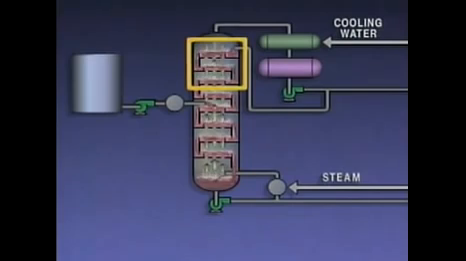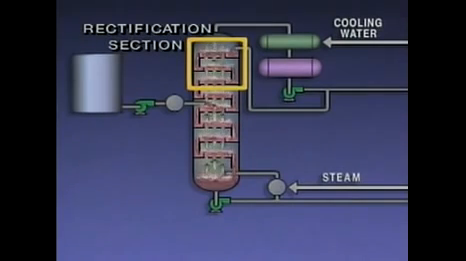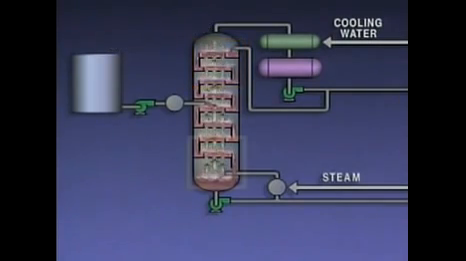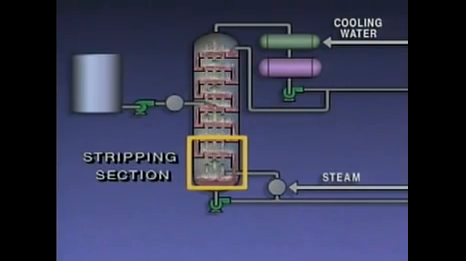The section above the flash zone is called the rectification section. In this part of the tower, the concentration of lighter components increases. The section of the tower below the flash zone is called the stripping section. In this section, the lighter components are vaporized or stripped from the heavier liquid.